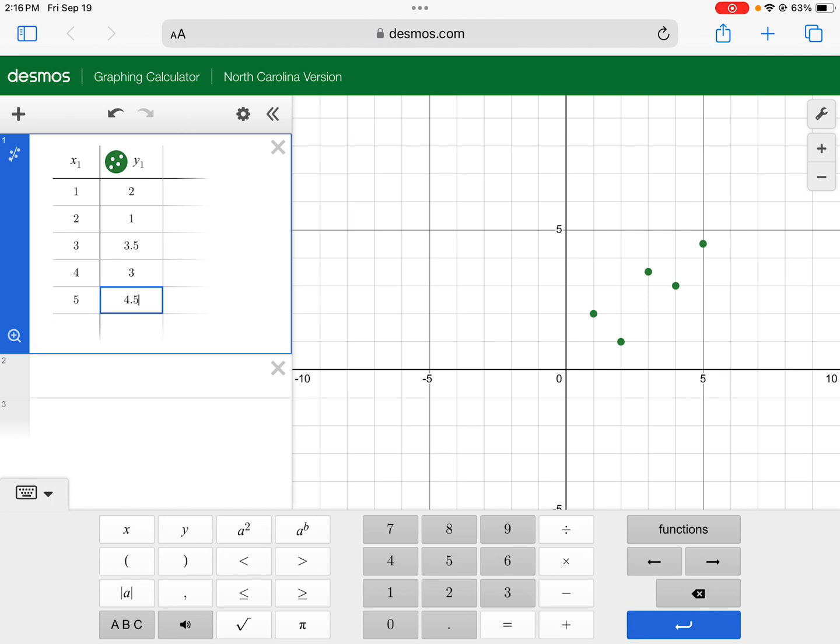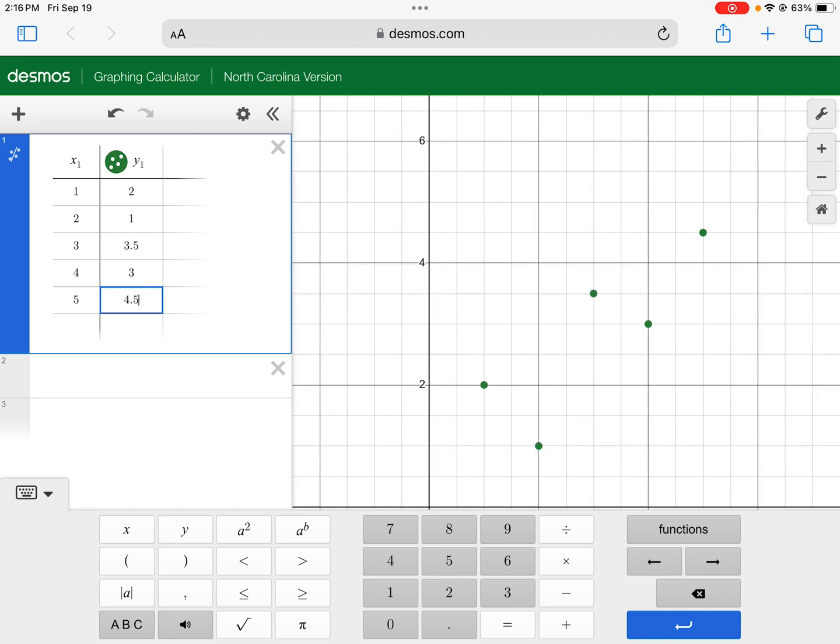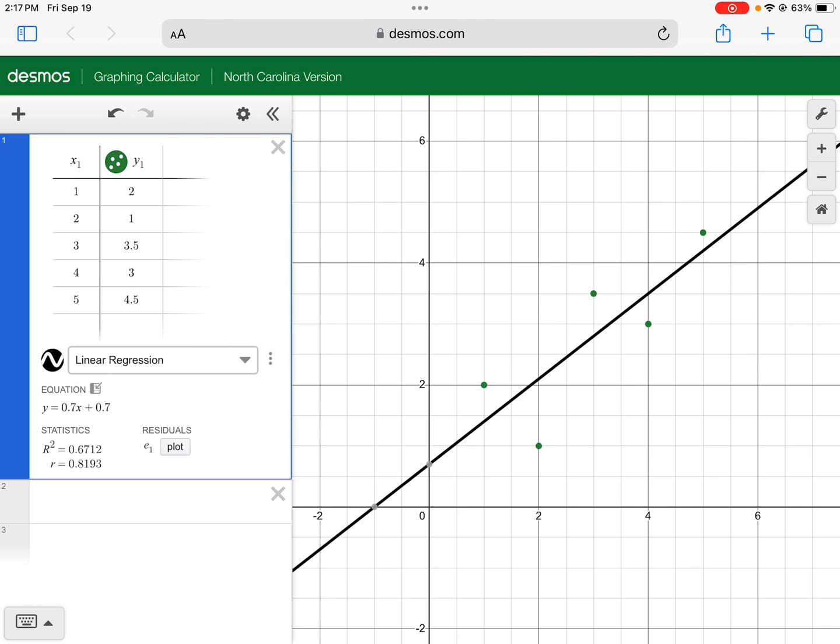All right, so we can see here it's a little hard to tell by just looking at this set of data what might be the best type of regression for this set, whether linear, exponential, or quadratic. It's kind of hard to tell by just looking at it. All right, let's next calculate that linear regression.